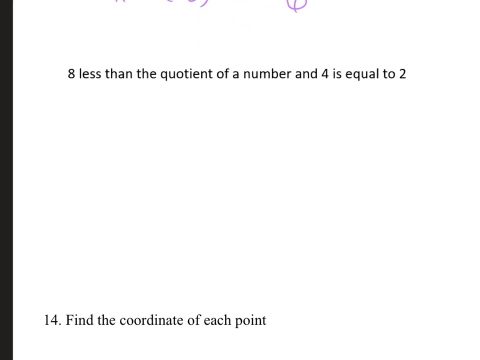And this last one is the trickiest one because it says 8 less than. When you have less than, it is reverse order. Think, how much is less than my age? So I need to have the quotient of a number and 4, so x over 4. Remember, quotient is division, so I'll write it as a fraction. Minus 8 is equal to 2. You have to rearrange the order for this one.